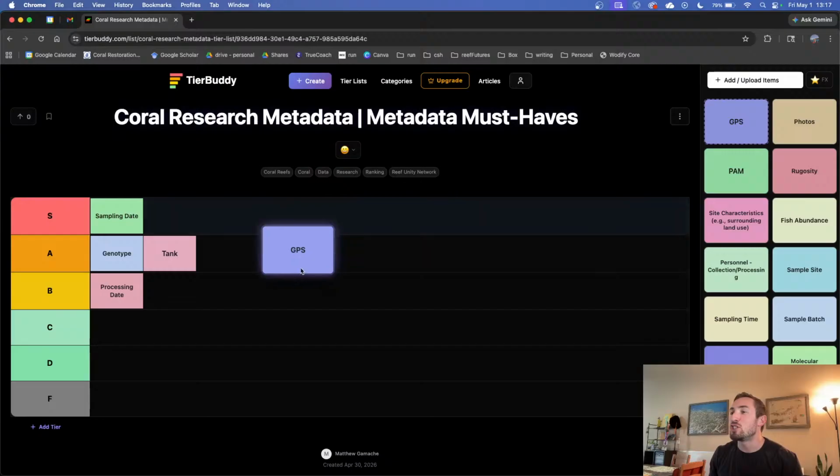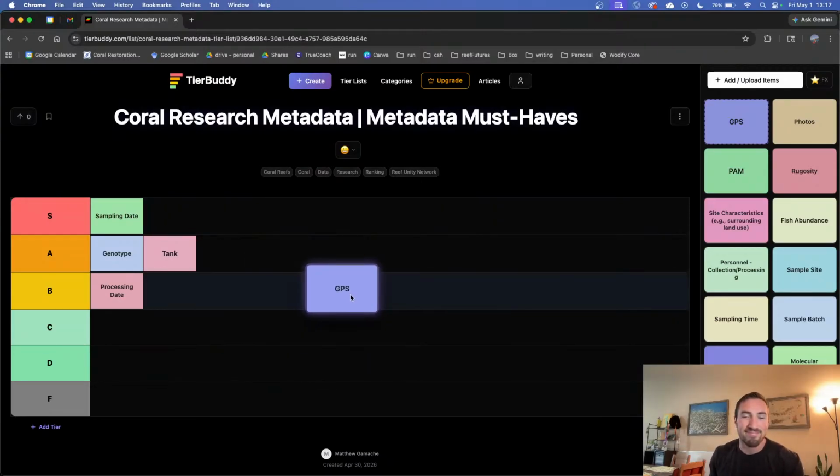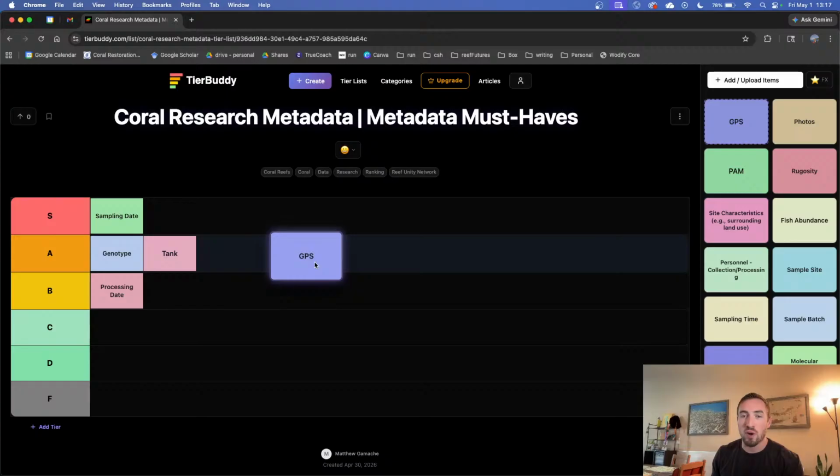Next up, we have GPS coordinates. Huge deal if you're doing field work. Enormous deal if you're doing field work. So this is where you actually collect your samples. So similar to site location.